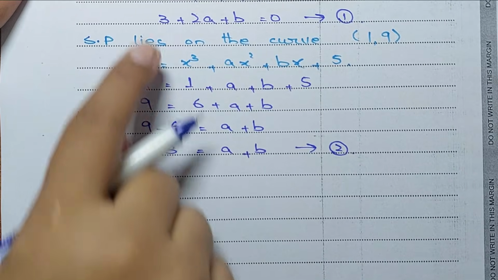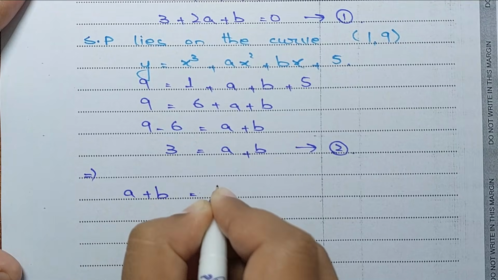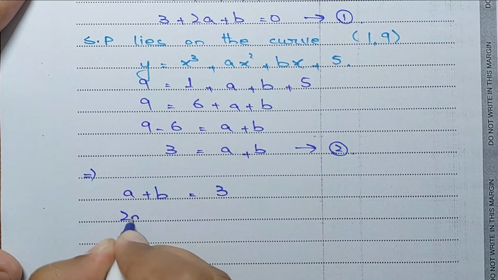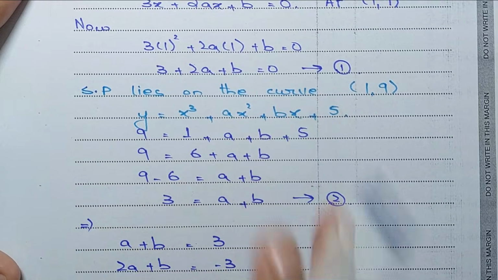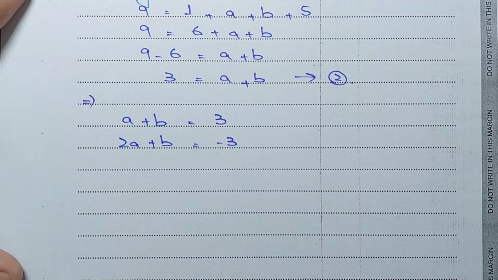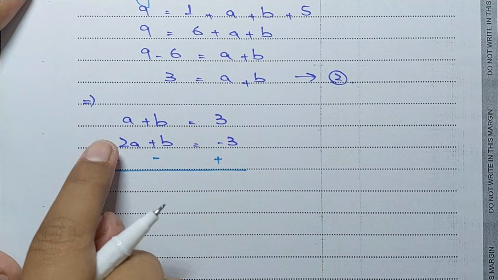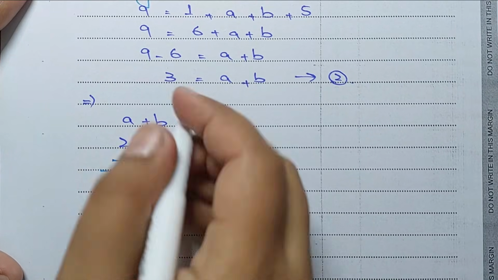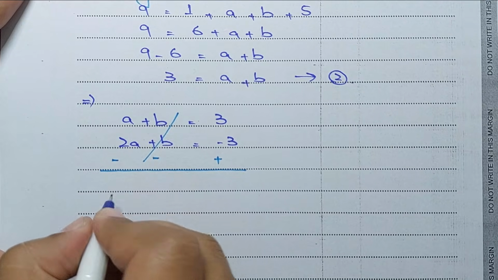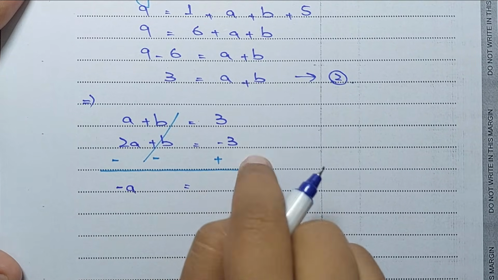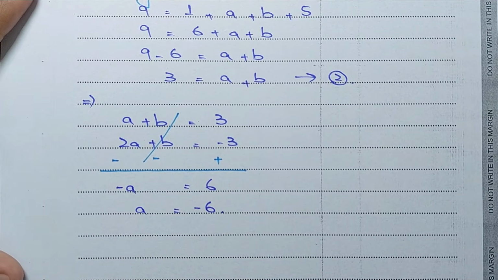Okay. Now we have two equations and two unknowns. a plus b equals 3, and 2a plus b equals negative 3, after shifting the 3 to the other side. If I subtract the two equations, changing the signs, plus b and minus b cancel out. a minus 2a is minus a, equals 3 plus 3, which is 6. So the a value is negative 6. We got a, which is minus 6.